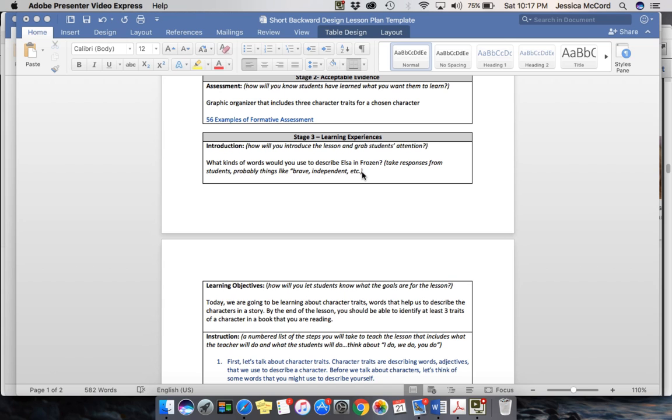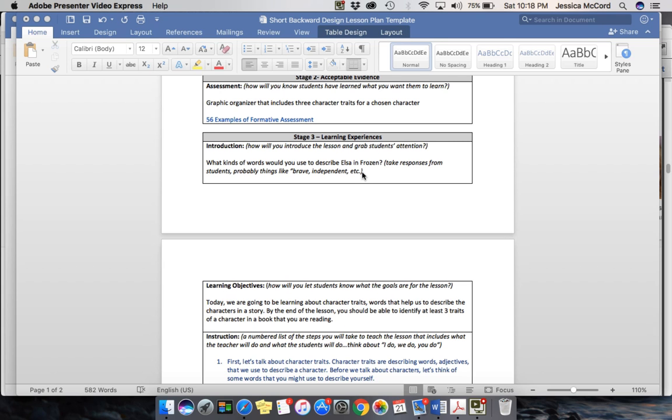In the learning experiences, you'll see the components that are like traditional lesson plans, and it includes an introduction first. You will also hear this referred to as an anticipatory set or a hook. And basically, it just answers the question, how will you introduce the lesson and grab students' attention?